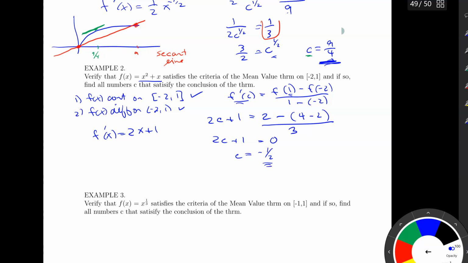So double check, is this number in between, right? So c should be in between -2 and 1, and it is, so this is good.